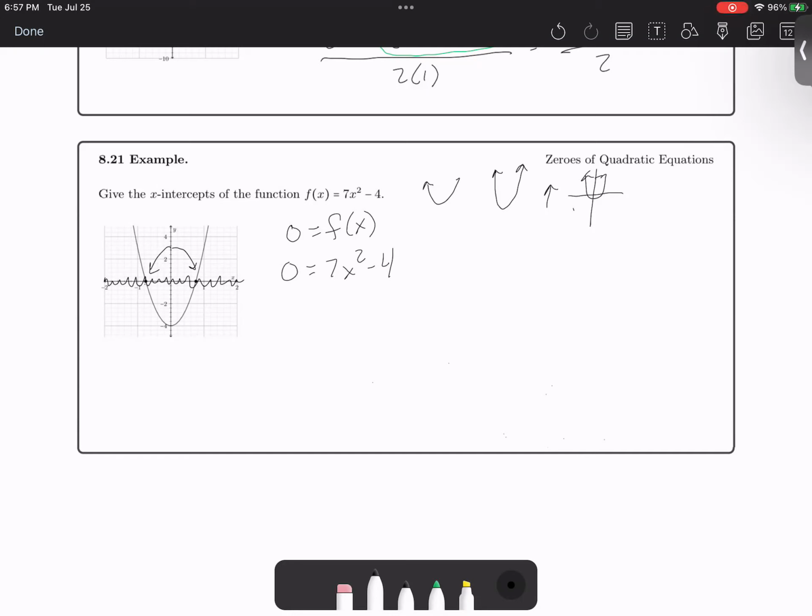I need to move the 4 to the other side. I divide by 7. I take the square root. So whenever I introduce an even root, I need to pick up that plus or minus. And we can simplify this just a little bit. The square root of 4 is 2. So this is going to be plus or minus 2 over square root 7.